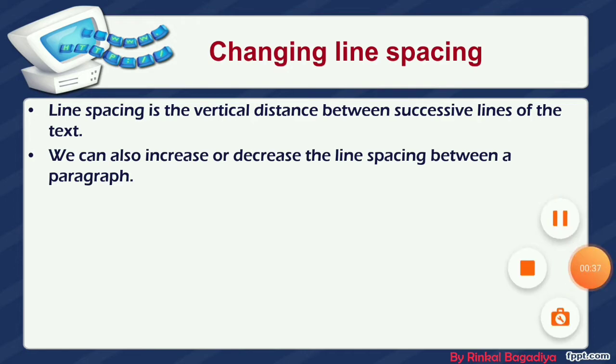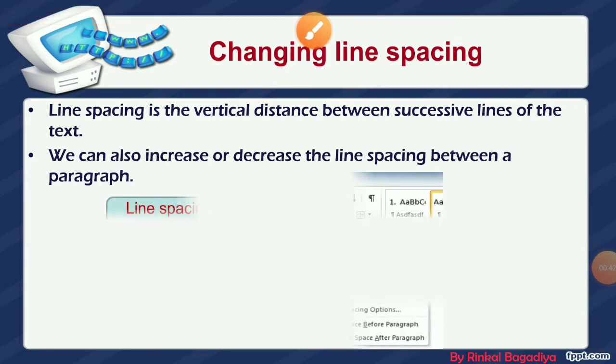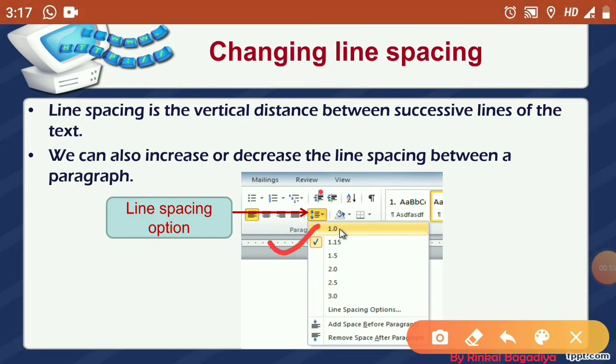Now here on the screen you can see the line spacing option is available in the paragraph group of the home tab. Here in the paragraph group, this is our line spacing option button. Now you can see so many line spacings are there: 1.0, 1.15, 1.5, 2.0, 2.5 and 3.0, and the last is line spacing options. From this you can increase more than 3.0 spacing between successive lines.